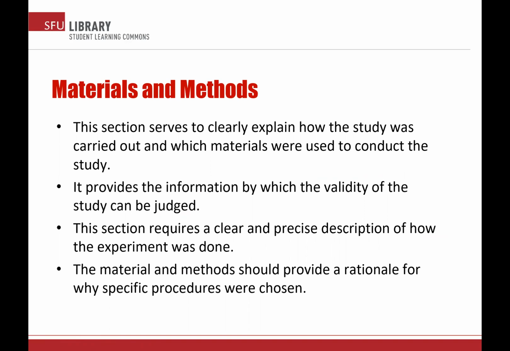After your introduction, you will have your materials and methods section. So this section serves to clearly explain how the study was carried out and which materials were used to conduct the study. It'll provide the information by which the validity of the study can be judged, and so that the study can be replicated. That means that this section requires a clear and precise description of how the experiment was done. Writing here needs to be specific enough so that someone could hypothetically repeat your experiment. The materials and methods should also provide a rationale for why you chose the specific procedures that you did.